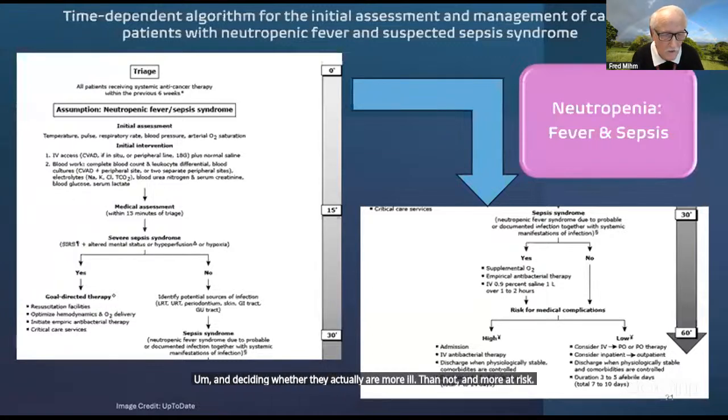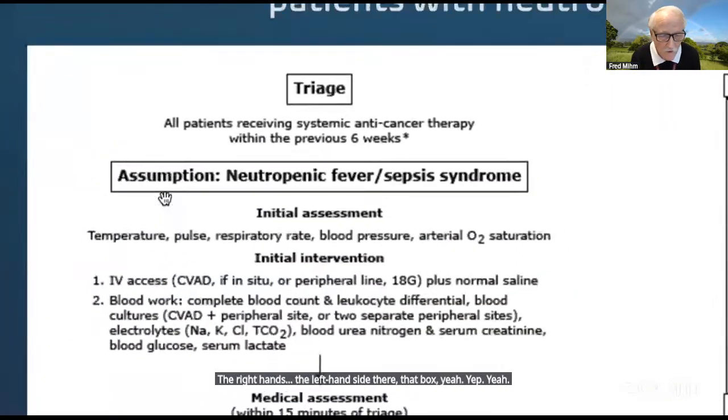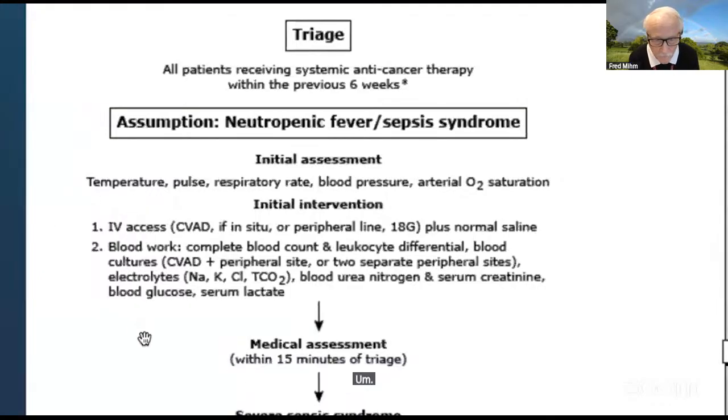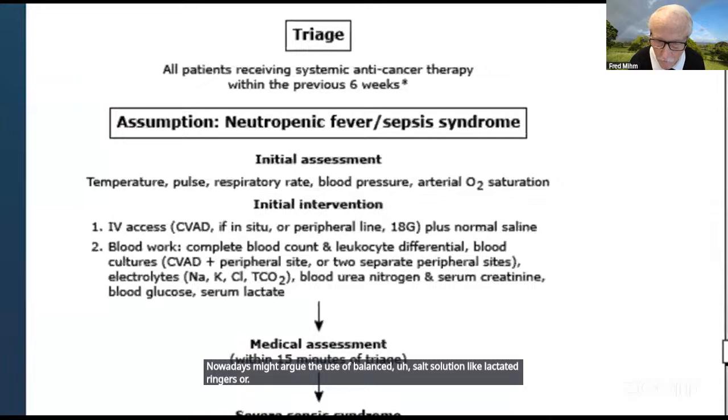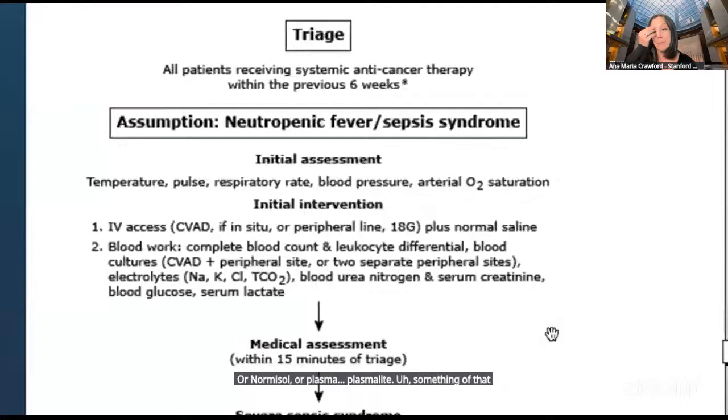And right up in the early part, if you can zoom in on this, the left-hand side there, that box. Yeah. Yep. It is to get early IV access or central venous access if you're able to. This saline is indicated there. I think a lot of people nowadays might argue to use a balanced salt solution like lactated Ringer's or Normosol or Plasma-Lyte. I completely agree with that point.